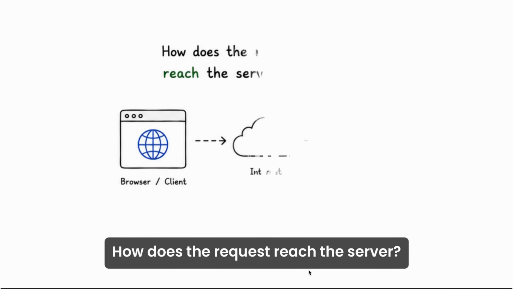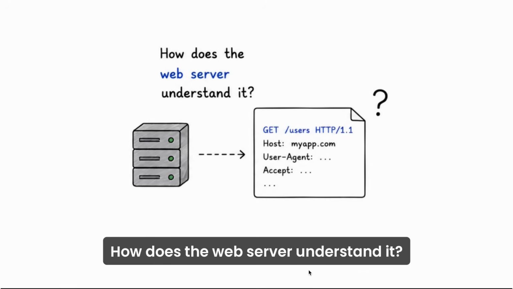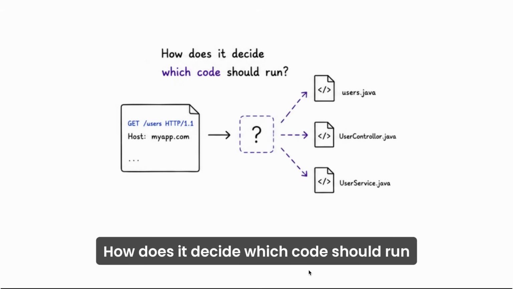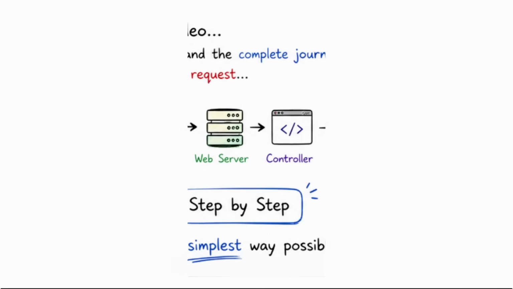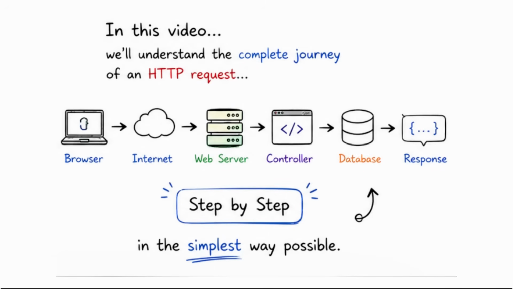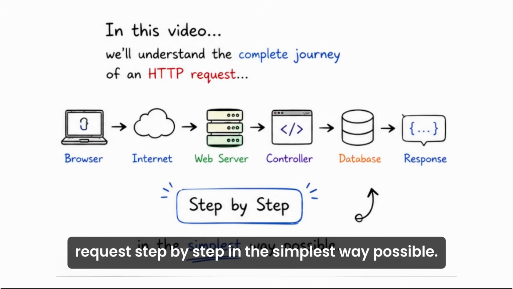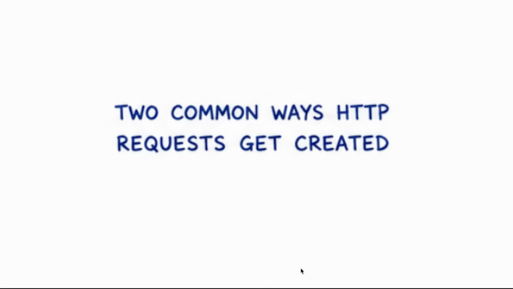How does the request reach the server? How does the web server understand it? How does it decide which code should run? And how does your controller method finally execute? In this video, we will understand the complete journey of an HTTP request step by step in the simplest way possible. Let's start from the browser.